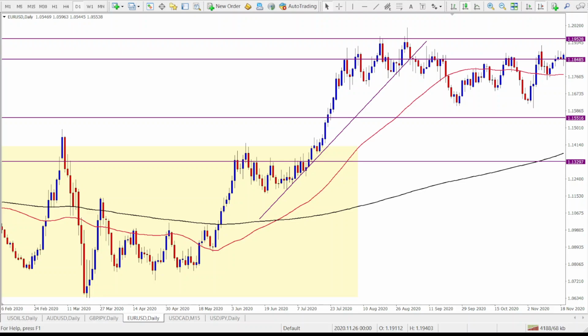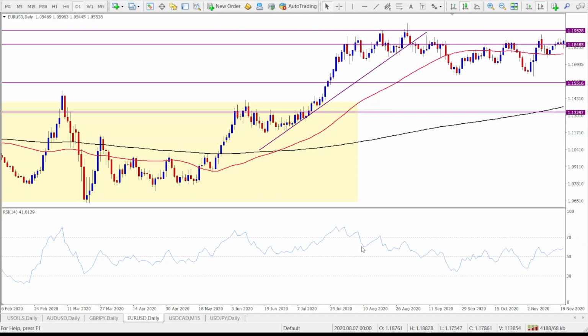Now, while the simple moving average strategy is effective on its own, it's always a good idea to combine it with other technical indicators to increase your accuracy. So here are some popular indicators that work well with the SMA. One is the relative strength index. The RSI can help confirm whether the market is overbought or oversold.